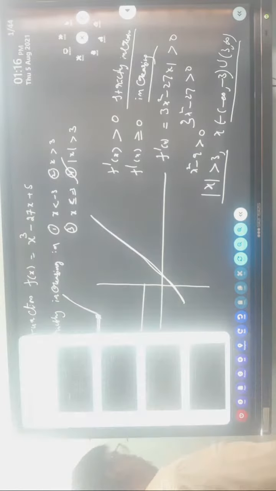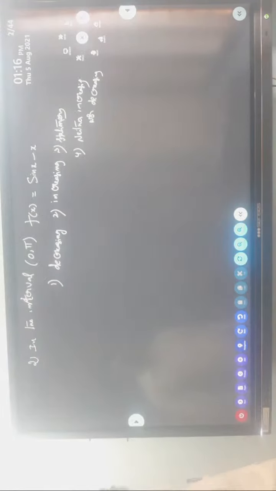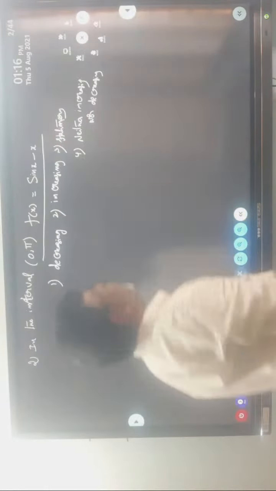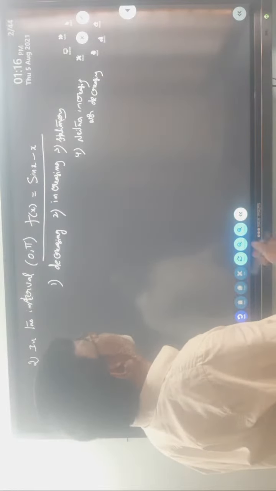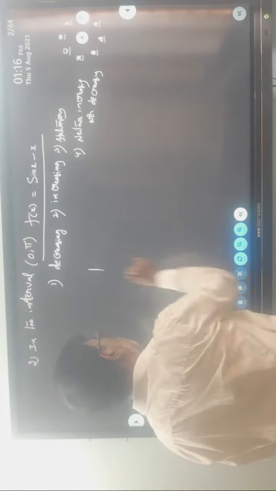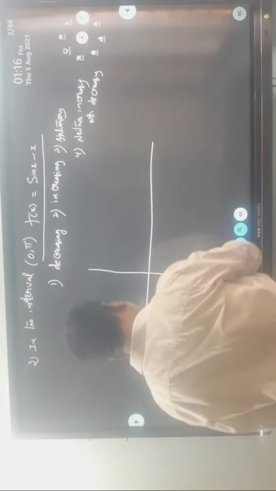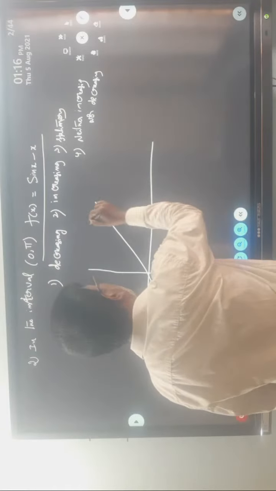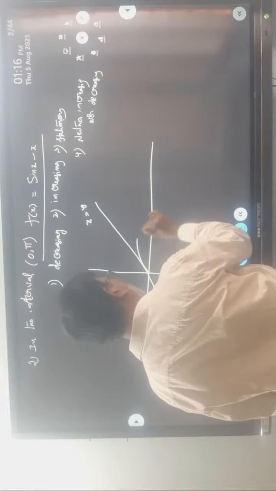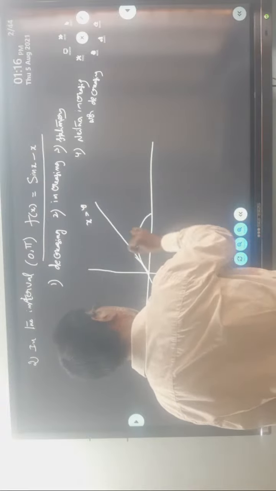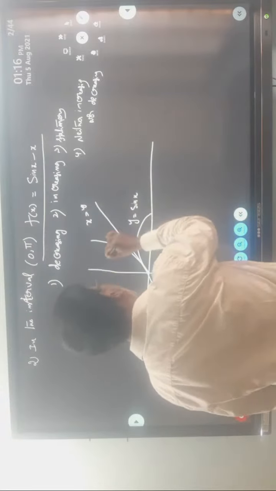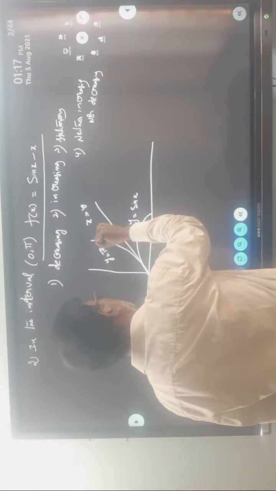Let me explain the second question now. In the interval 0 to pi, f of x equals sin x minus x. Is it increasing or decreasing? Remember, this is a very fundamental concept. Before a line is given like this, this is y equal to sin x, and this is y equal to tan x. This is the fundamental basic.